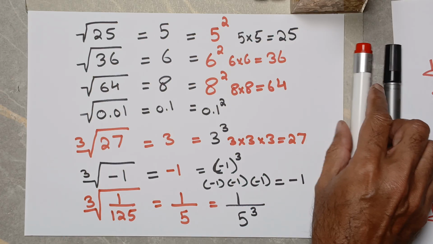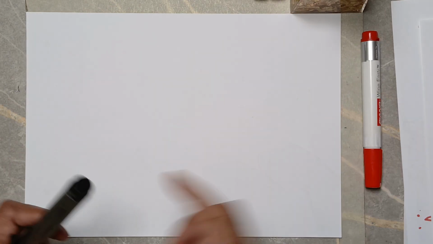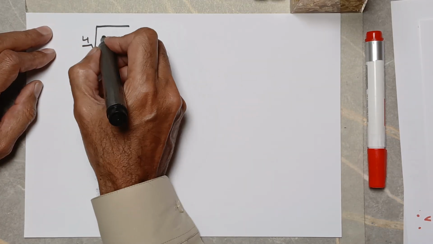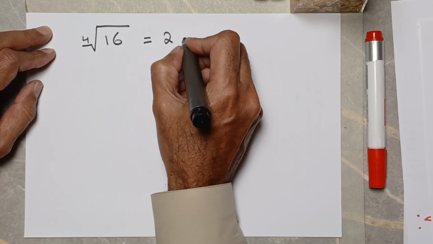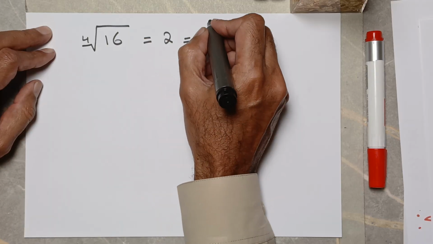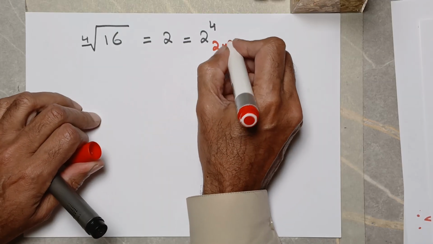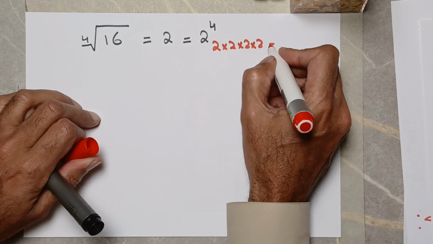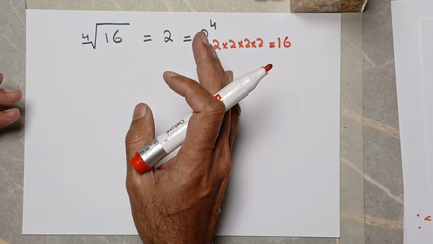Now let me change the page. Now we shall move on towards the fourth roots. Fourth root of 16, what will it be? Yes, please guess. Yes, it is 2 over here. And if we write it as 2 raised to the power 4, you can easily see that it will be written as 2 times 2 times 2 times 2. And what will you get? 2 times 2, obviously 16 over here. And so on and so forth. So these are some of the introduction of the radicals.